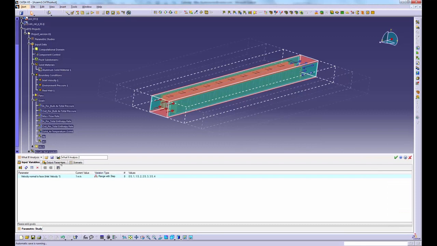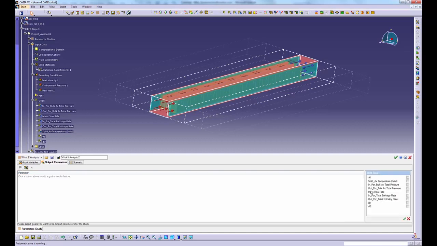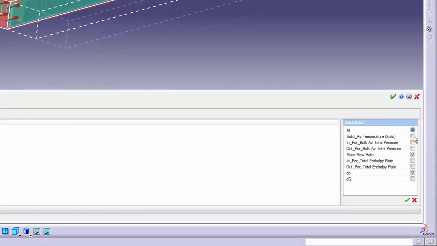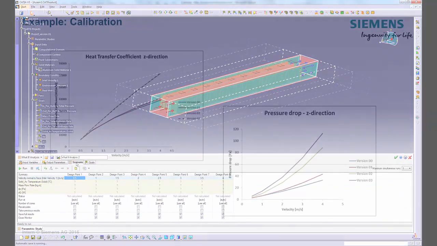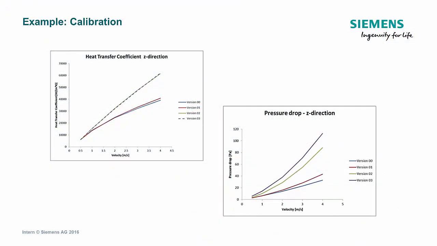The output parameters are our goals, and we want to determine the solid average temperature of the fin, the mass flow rate, the enthalpy difference and the pressure drop. The results can be exported to Excel later. The results for our four different example variations are shown in these charts. On the x-axis the air velocity is shown, the y-axis shows the heat transfer coefficient in the first chart and the pressure drop in the second chart. Where applicable, the same characterization is done for the crossflow conditions.